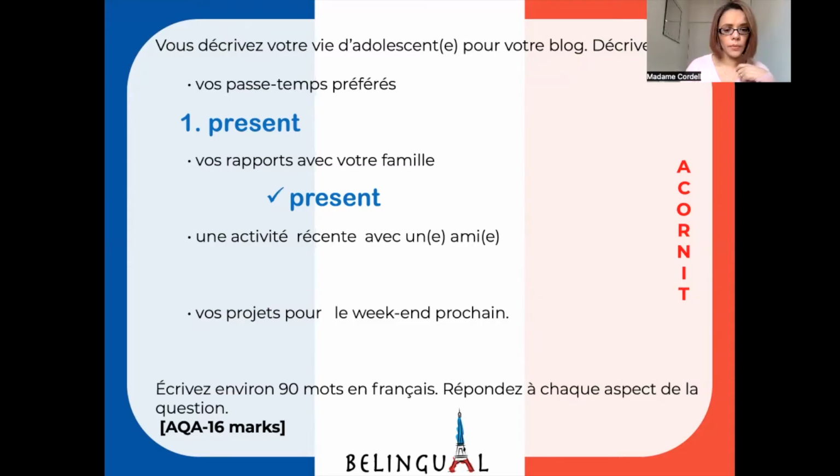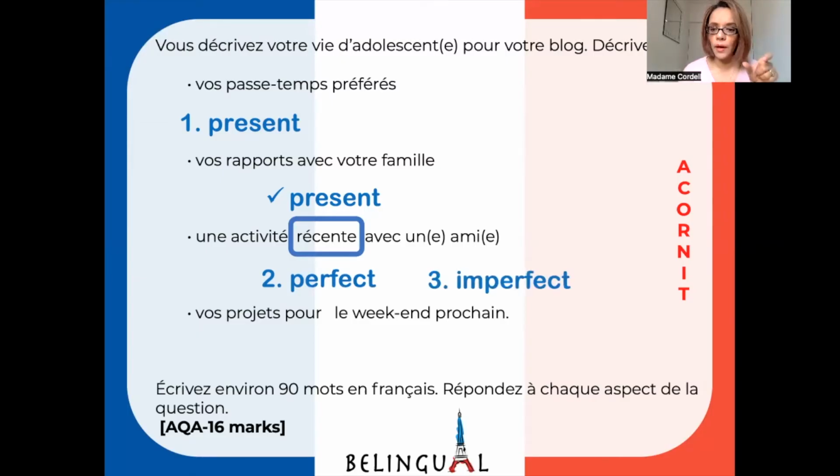The third bullet point is une activité récente avec une amie ou un ami. Okay, so the key word here is récente, recently. So when you use recently, it means a past that is not too far away. So you would need to use the perfect tense. Really, really important. You pick up on the little keywords in the bullet points that tell you what tense you need to use.